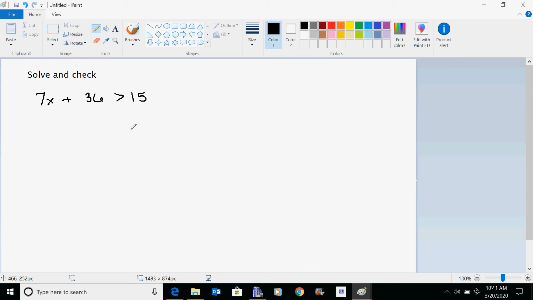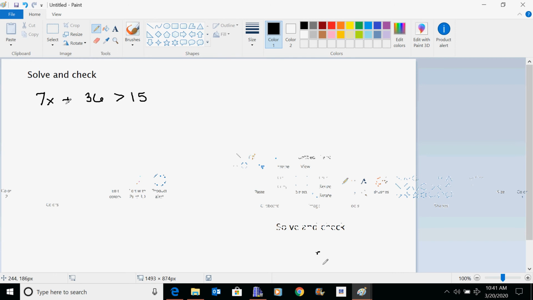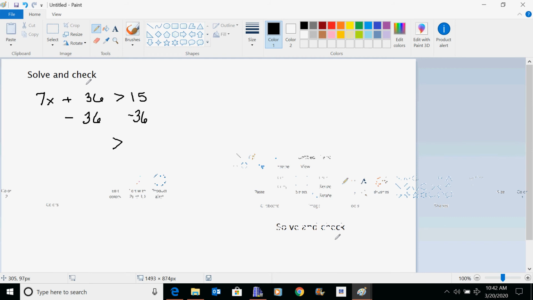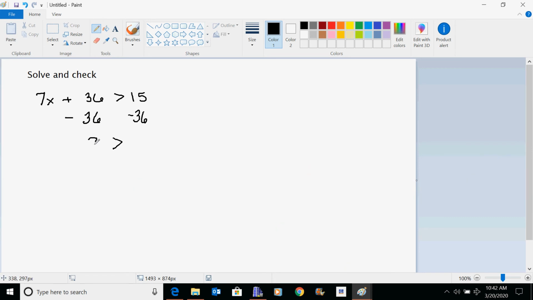Just watch out for stuff like if you multiply or divide by a negative. So first step here, just like with an equals, we're treating it like an equals, so whatever you do to one side of the inequality, you have to do to the other side. And bring this down. Make sure you line it up. Make sure that you're not moving things left and right without doing the same thing to both sides. 36 minus 36 has disappeared.